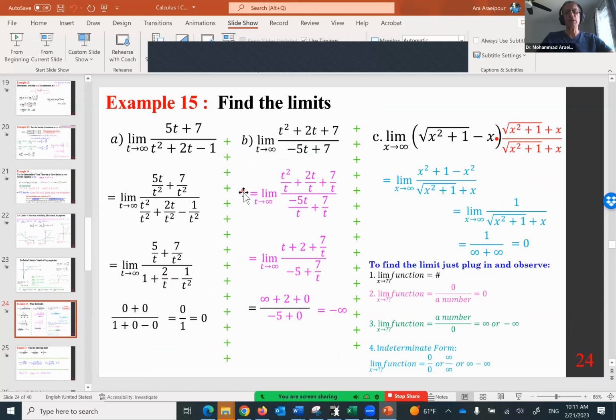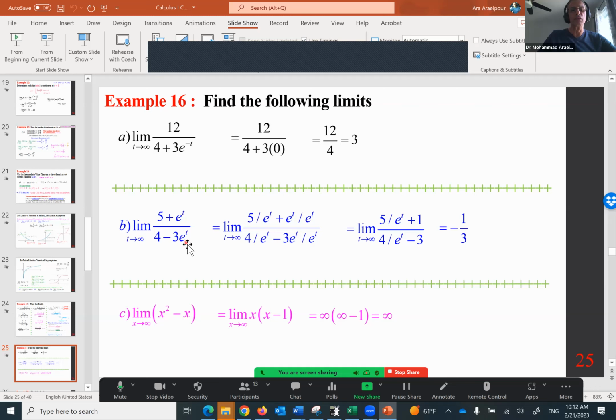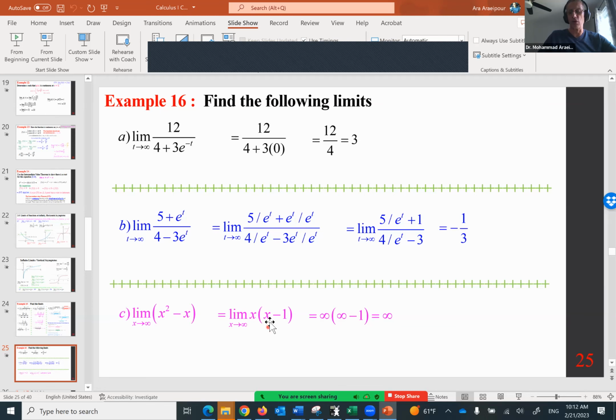In this case, all of them end up being infinity over infinity because the variable, whatever it might be, is approaching infinity. This is a rational expression, so you divide by the highest degree term in the denominator and work it out. The same thing here, and this one you multiply by the conjugate. You plug in for part A, and you get to the answer. For part B, you treat it as a rational expression, although it's not, because the numerator and the denominator are not polynomials. So you divide by the highest term in the denominator, which is e to the power of t. In this last case, you do the factoring and it will do the job.